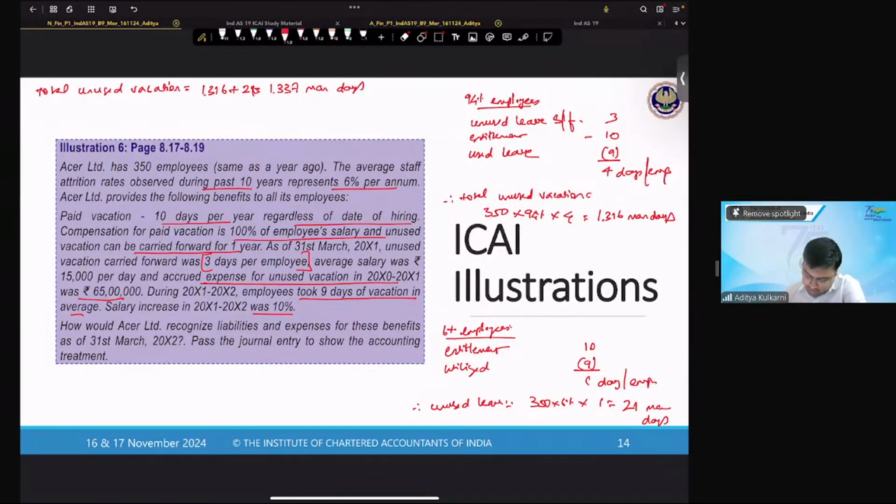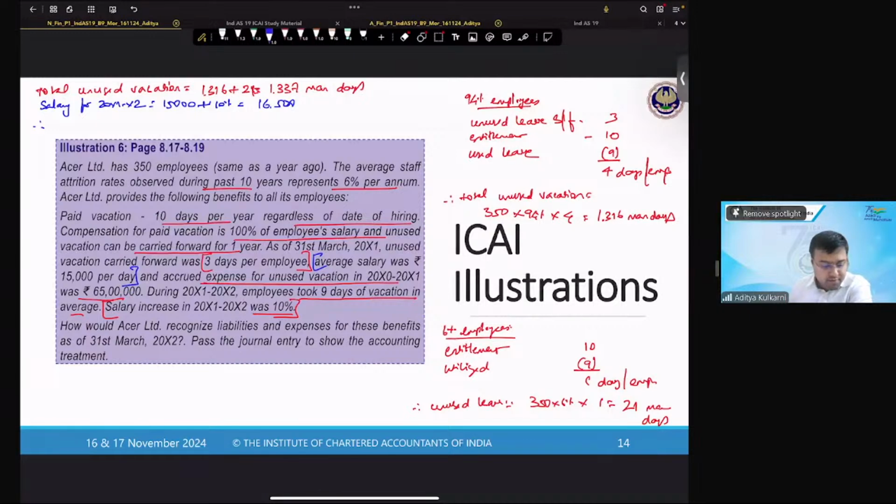Now, as of March 31, accrued expense during this much, salary increase in the current year is 10%. So what is the average salary? 15,000 per day. Is it of current year or last year? Last year. So current year, there will be a 10% increase. 15,000 plus 10%, 16,500.